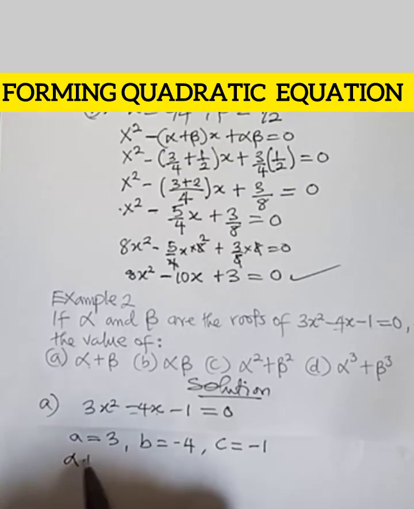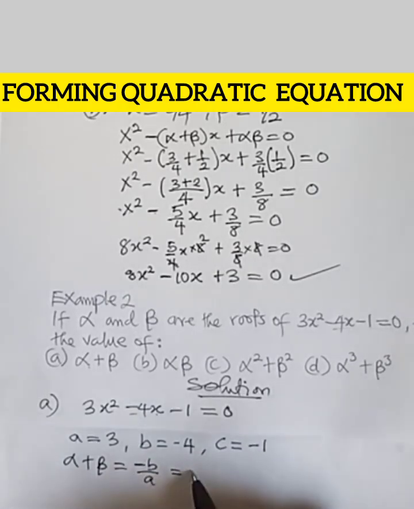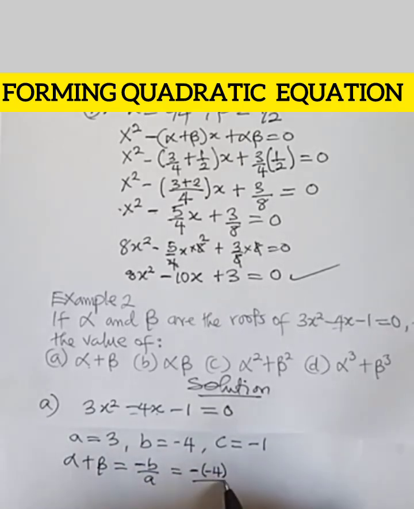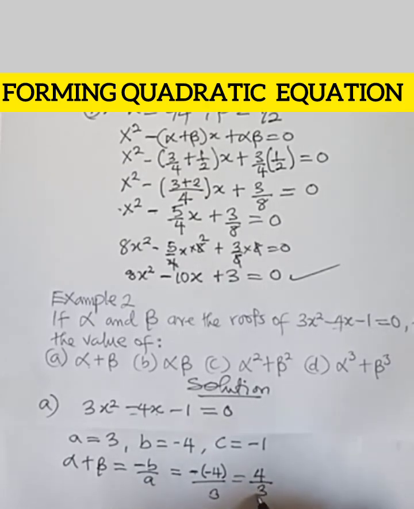Sum of roots, alpha plus beta, is equal to minus b over a. If you still remember, this is what we have here. Then I'll keep my negative sign. Then what is my b? My b is minus 4. So I'll open bracket and put minus 4 and close it, over a. a is 3. Then negative times negative will become positive. So I will have 4 over 3.